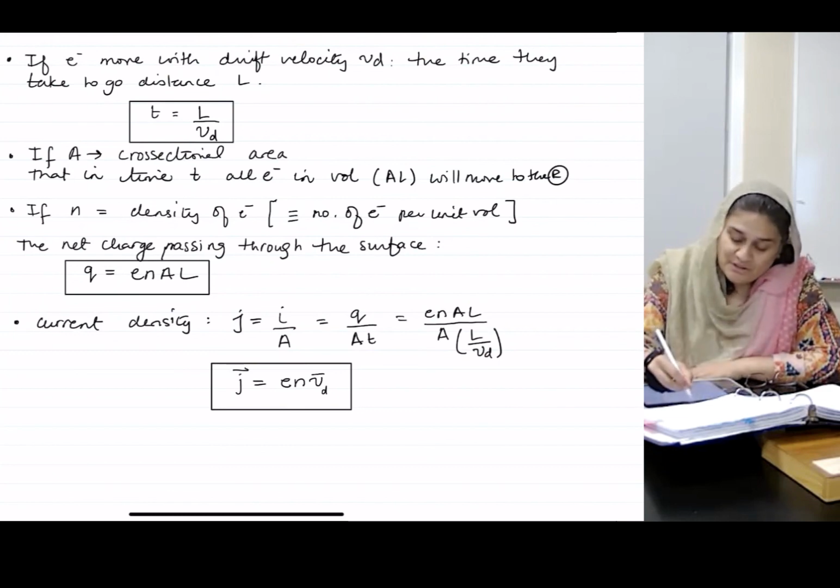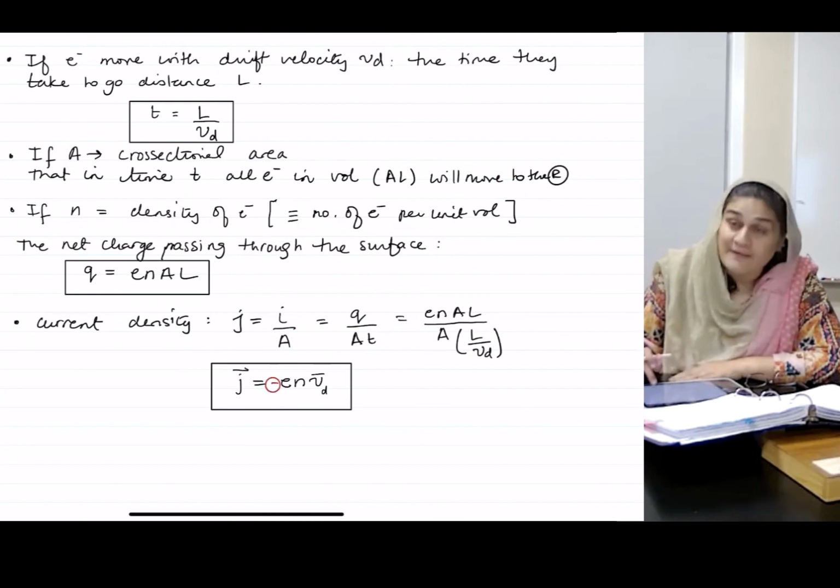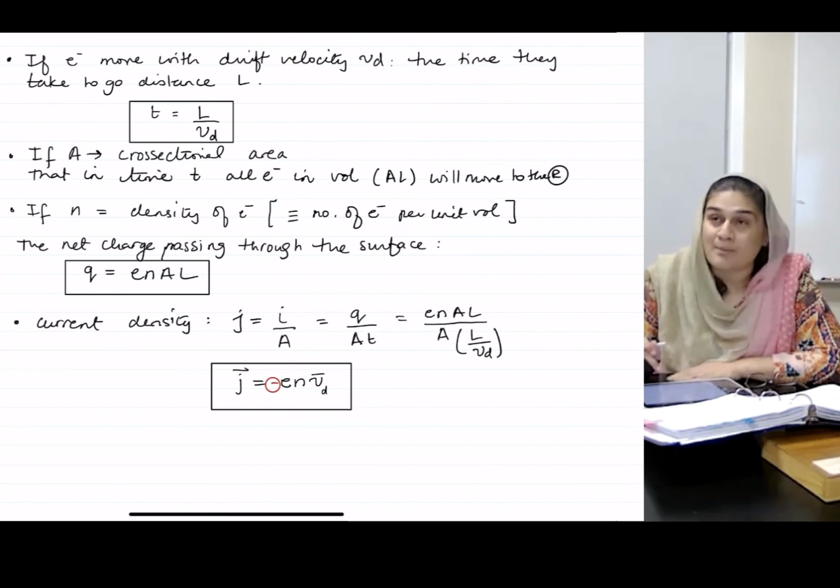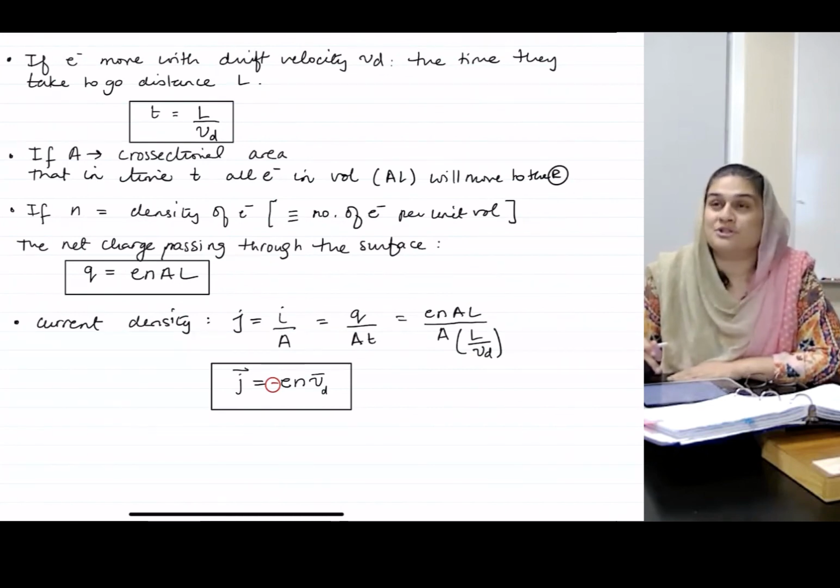And in most cases, we put a minus sign here to remind that current density is opposite to the actual charge direction of the electrons.